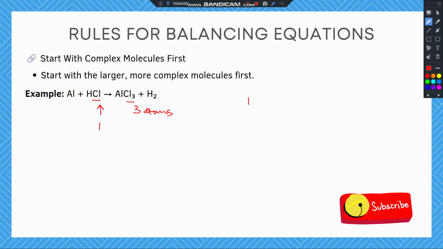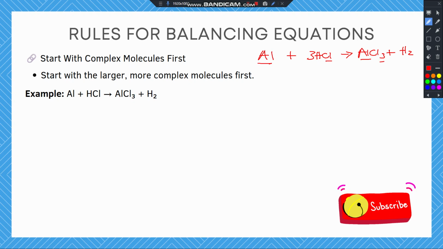So in order to make 1 and 3 to be equal, we'll simply say 1 times 3. So now when we impute that into the equation, it now becomes Al plus 3HCl giving us AlCl3 plus H2. So you can see at this point now that aluminium is 1 atom on both sides, and now we have balanced chlorine to be 3 on the left and 3 on the right.